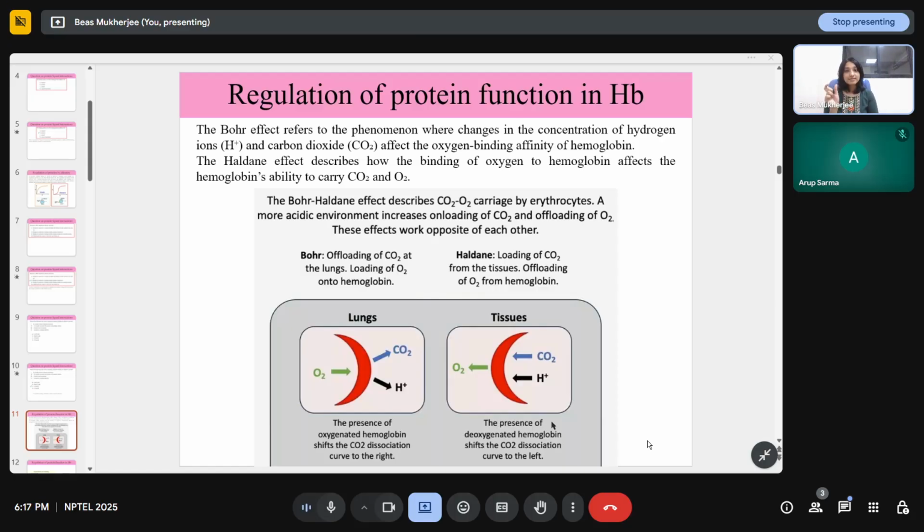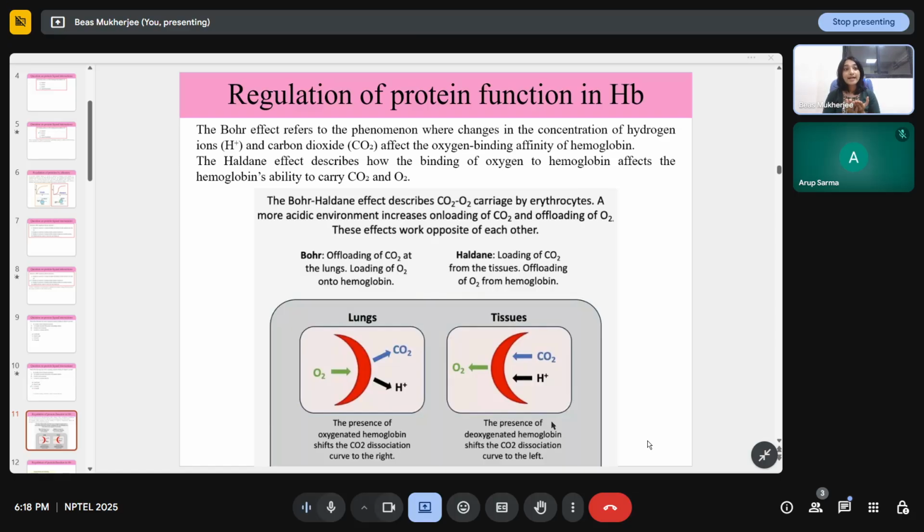So what is the Bohr effect? The Bohr effect tells you about offloading of carbon dioxide at the lungs, because carbon dioxide needs to be released, and loading of oxygen onto hemoglobin. From the lungs, fresh oxygen is loaded into the hemoglobin of RBCs and carbon dioxide is released. And the presence of oxygenated hemoglobin shifts the oxygen dissociation curve towards the right.